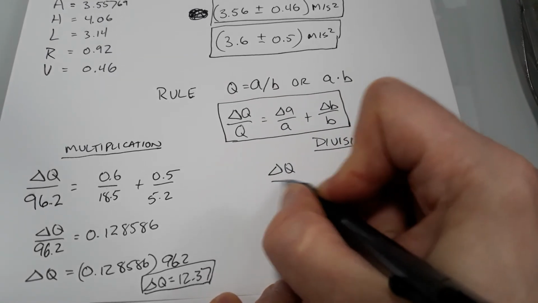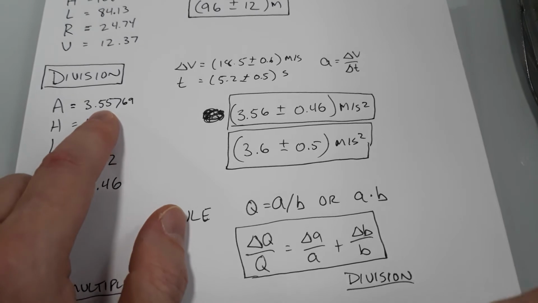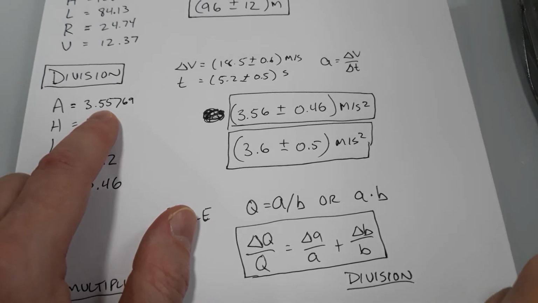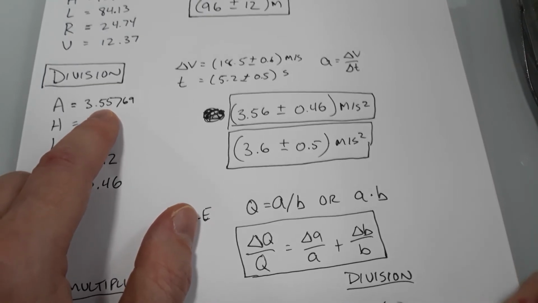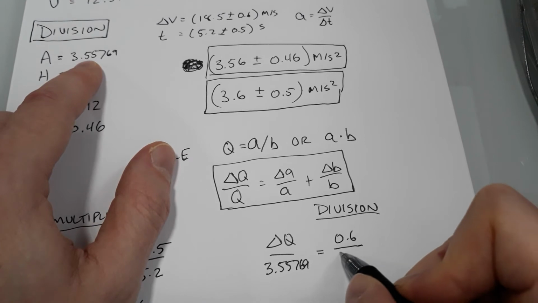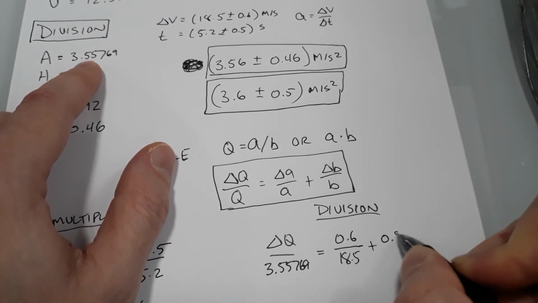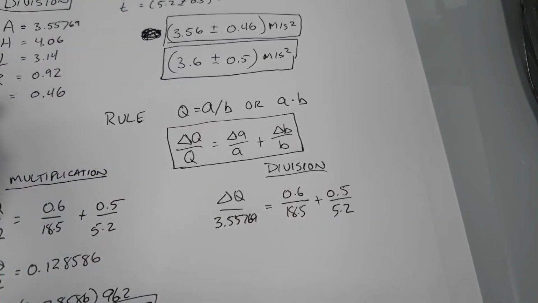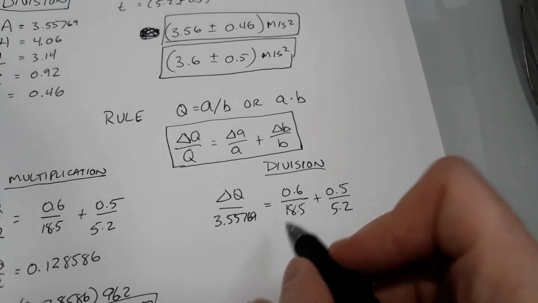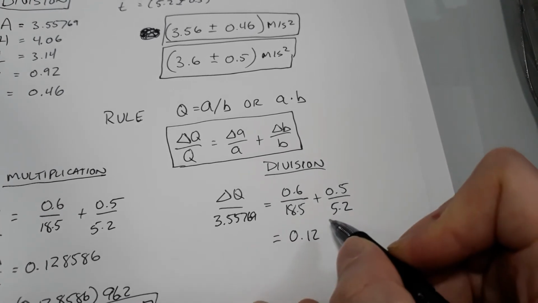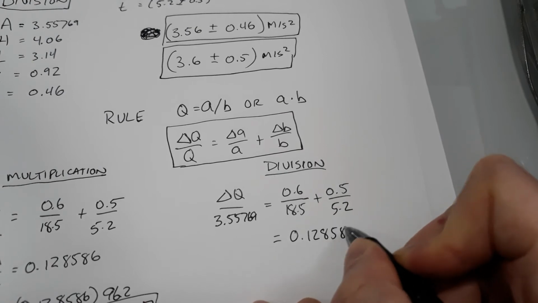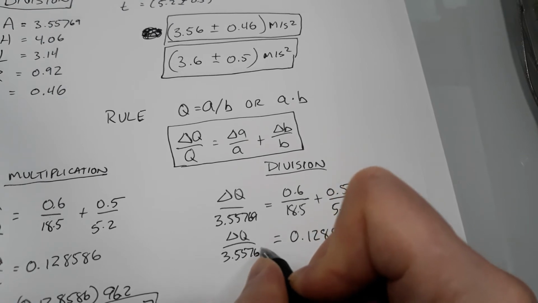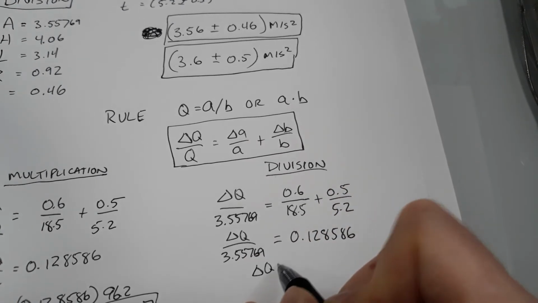Let's see what happens when we do the division. That says that delta Q over, now remember, this was a different calculation, so this is 3.55769, and that is equal to 0.6 divided by 18.5 plus 0.5 divided by 5.2, right? Because I used the same numbers. I made the two calculations using the same numbers. So I already know what this adds up to because I've already done the math. It's 0.128586, and that is equal to delta Q over 3.55769.